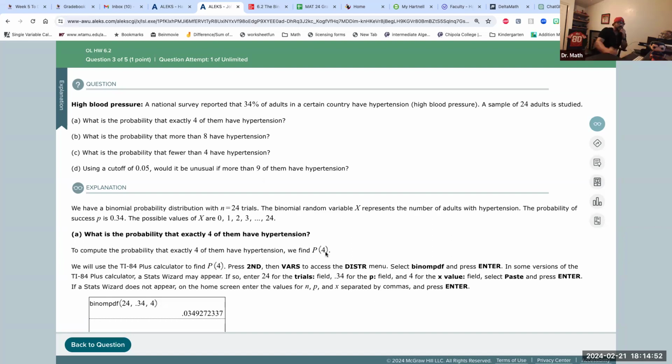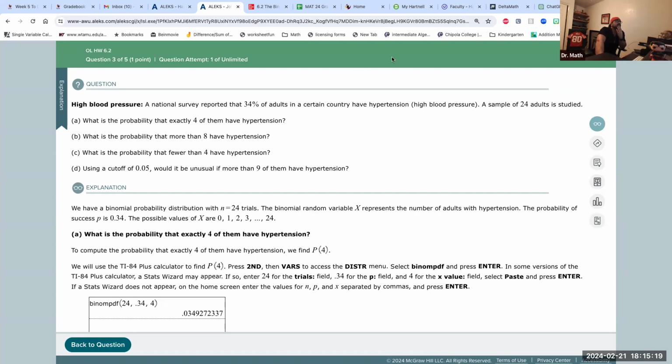So we're only looking at one number here. So make sure you write this down. Whenever it says exactly and then some number, we're going to use this program called Binomial PDF. And I'm going to show you how to do this. I'm going to walk you through your calculator here. So because we're finding the probability of exactly one X value, in this case, our X value is 4, we use Binomial PDF. So this is how you do it.